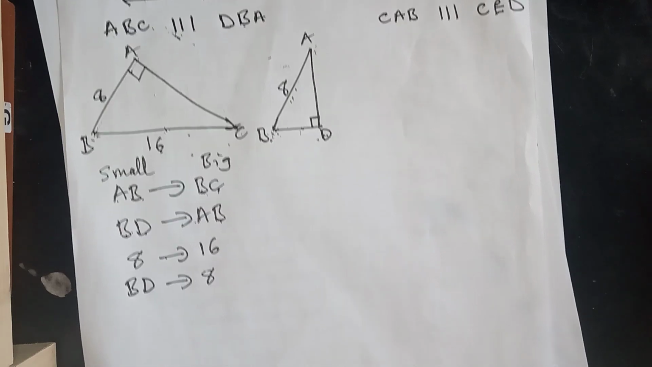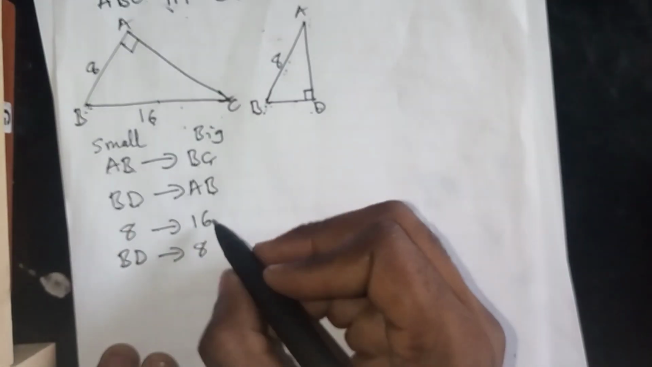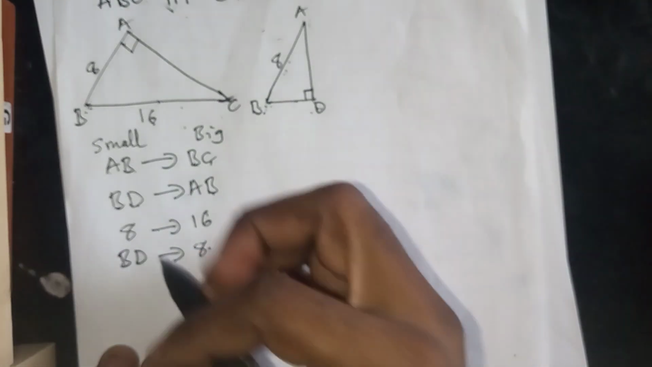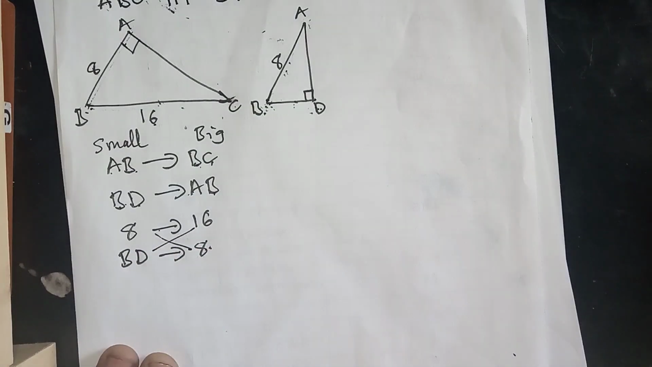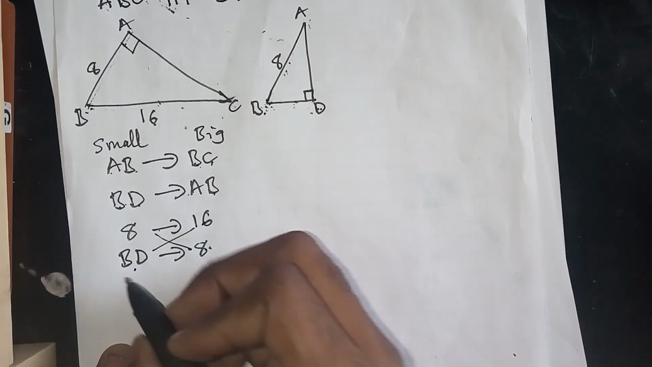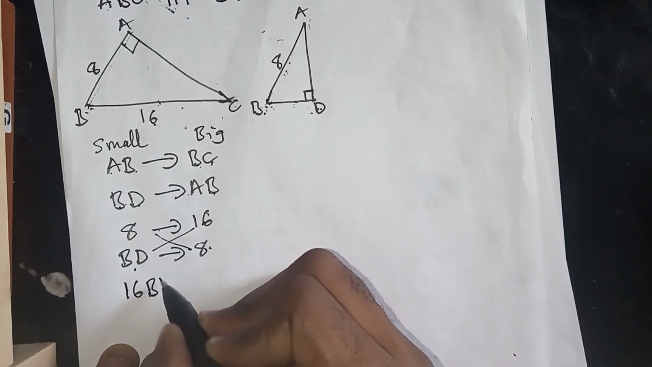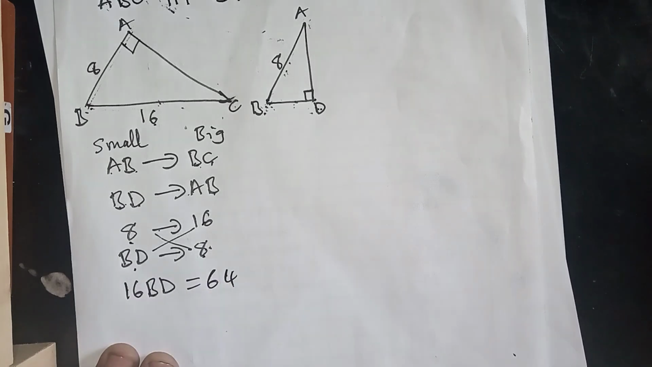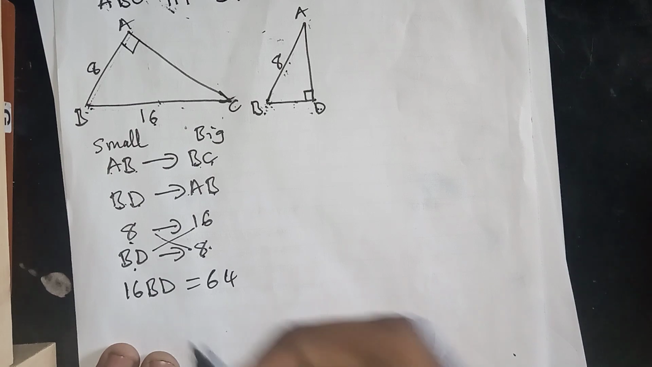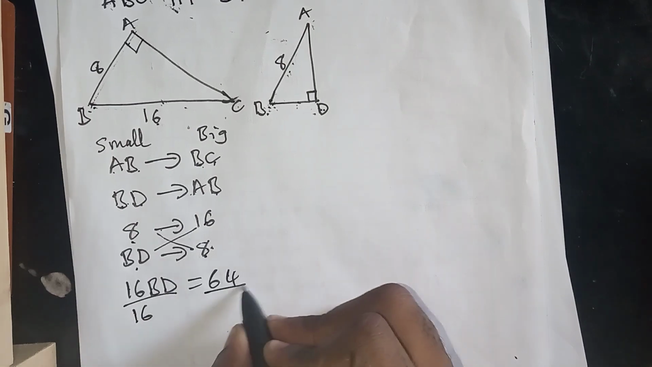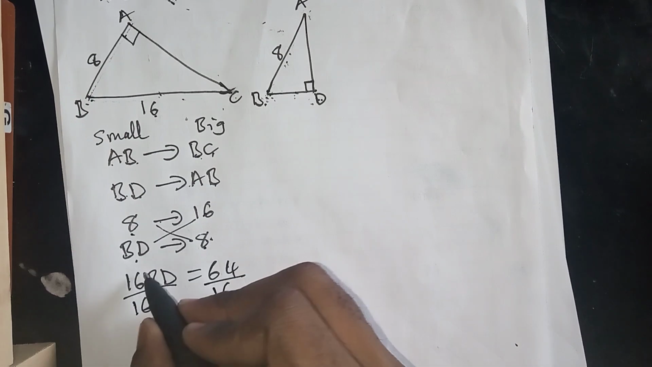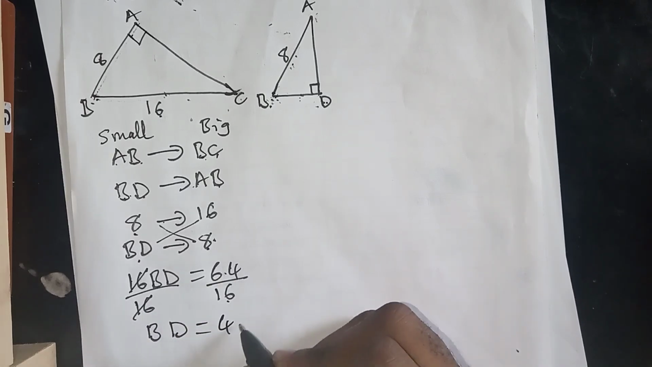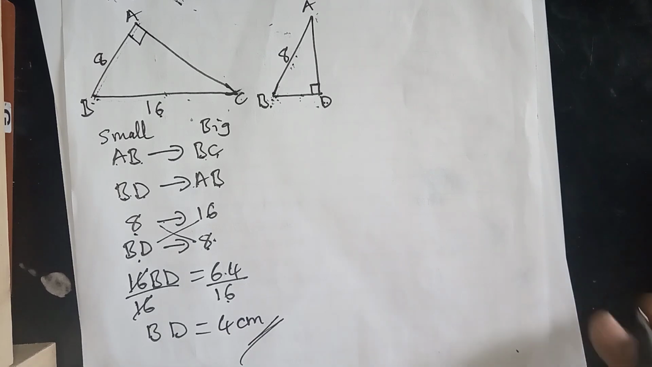And then these are like fractions, so you can even reduce it here, but I don't want to confuse you. So I'll just cross multiply right there and then, and say this times this is 16BD. Then 8 by 8 is 64. And then if we divide both sides by 16, then BD will be 4 centimeters, and we are done.